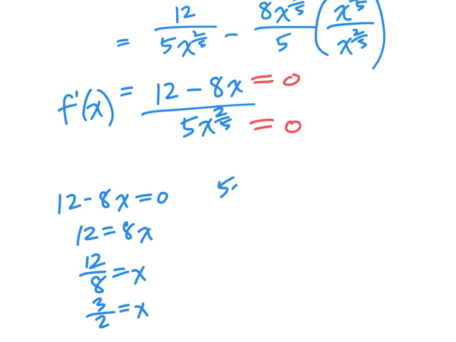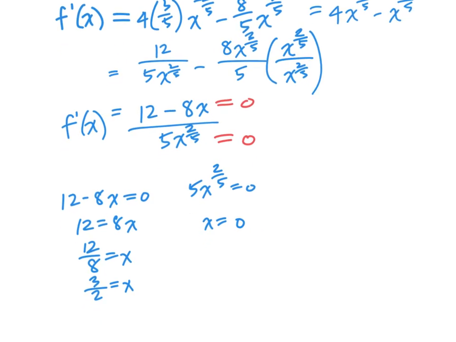Denominator, 5x to the 2/5 equals 0. This is pretty easy. It's just x equal to 0. I know that x cannot be 0 because it's making the denominator 0, but we're saying when x is what, what number does x have to be so the function is undefined? Well, when x is 0, the function is undefined, which is what we want. So where are the critical numbers? This one and this one.